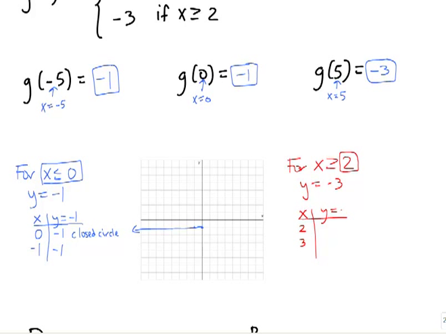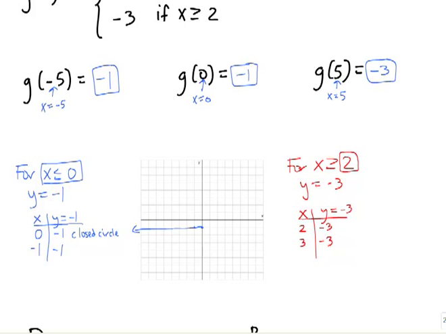And remember, my rule was y equals -3. There's no x in that rule, so it's independent of x. No matter what my input is, my output's always -3. So if x is 2, y is -3. If x is 3, y is still -3. So these are my 2 points that I'm going to plot.